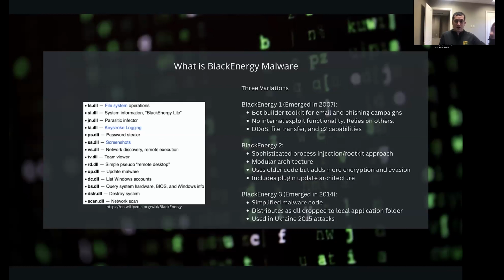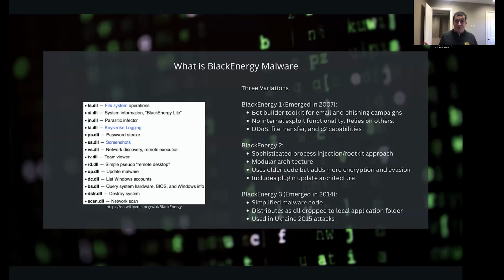What's interesting, if we look here on the left side of this slide, you'll see some of the modules that BlackEnergy 3 added. They had file systems, keystroke logging, even TeamViewer remote desktop features. So this toolkit with the modules is able to do full command and control and even get down into some of the effects, and password stealing is also in there. When you look at BlackEnergy 3 and 2 versus 1, BlackEnergy 1 really just had DDoS, file transfer, and very limited C2 capabilities.